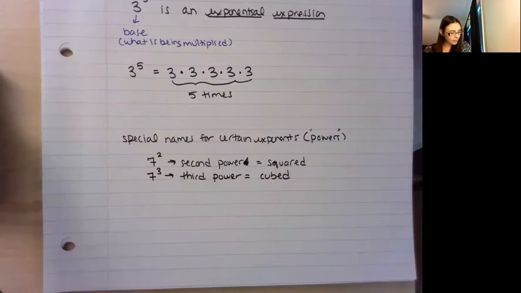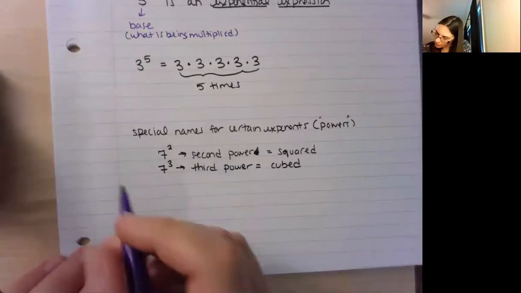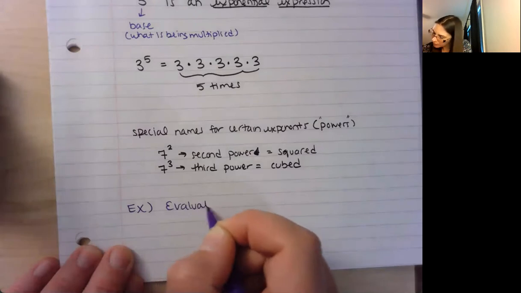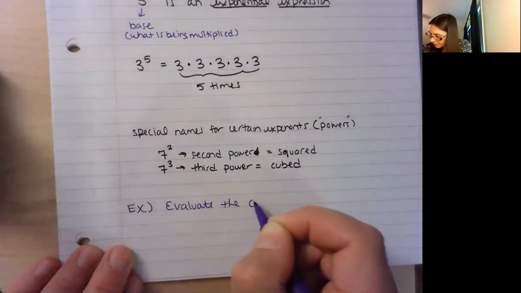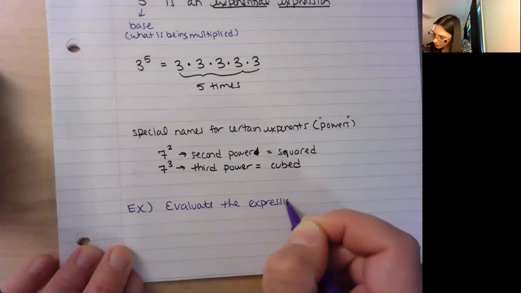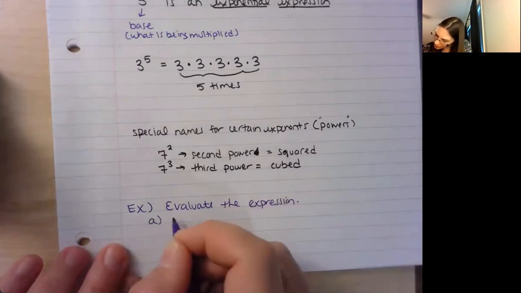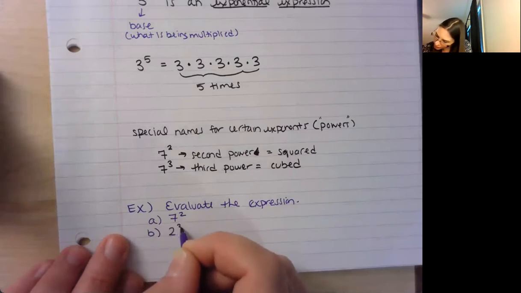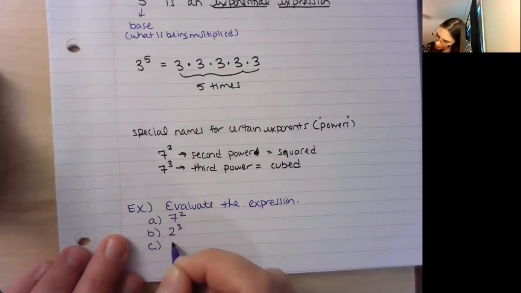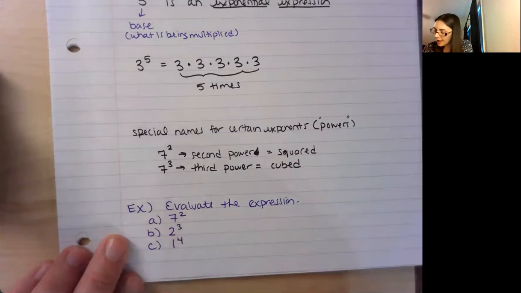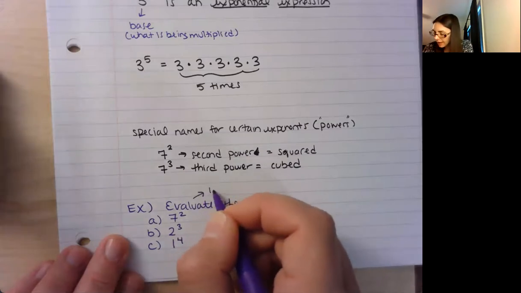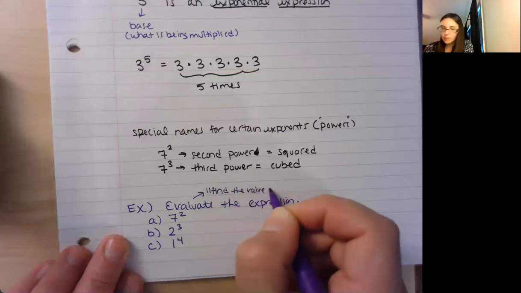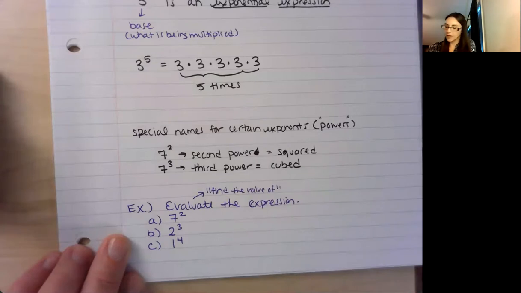And let's just do some examples. Evaluate the expression. So maybe I have 7 squared. Maybe I have 2 cubed. Maybe I have 1 to the 4th power. Now, evaluate means to find the value of. Okay, so evaluate, the word value is right there.